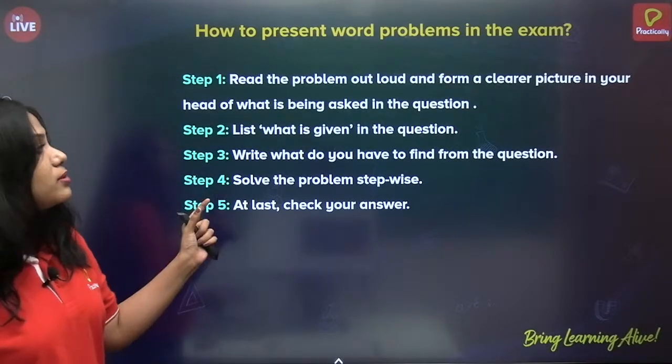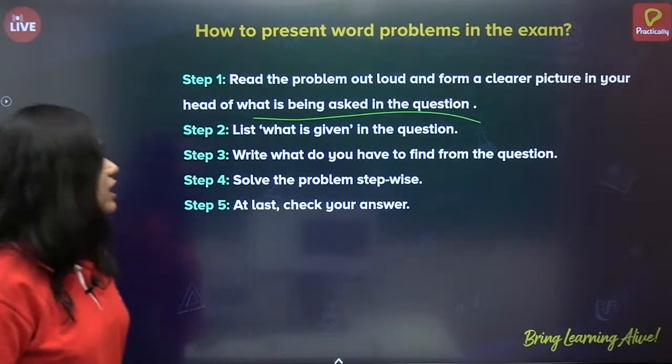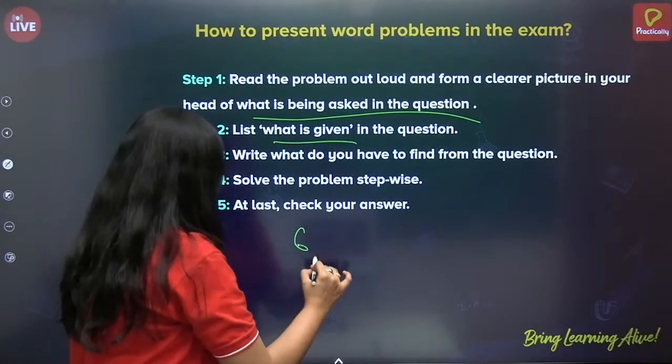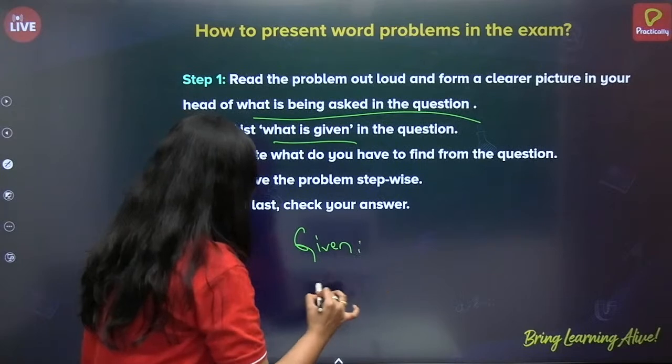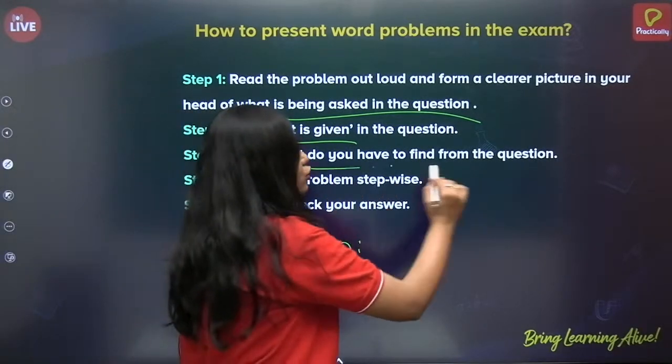So read the problem out loud, form a clearer picture in your head of what is being asked in the question. Next, list what is given. So write "Given" and list what is given in the question, okay? Next, write what you have to find from the question.